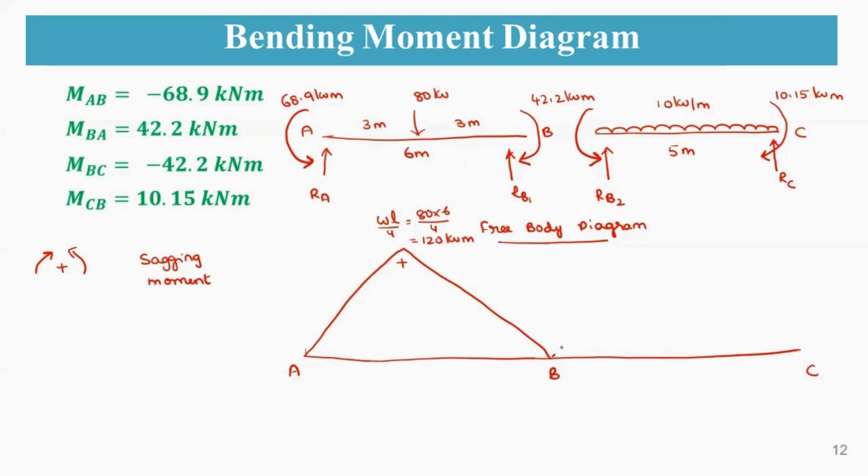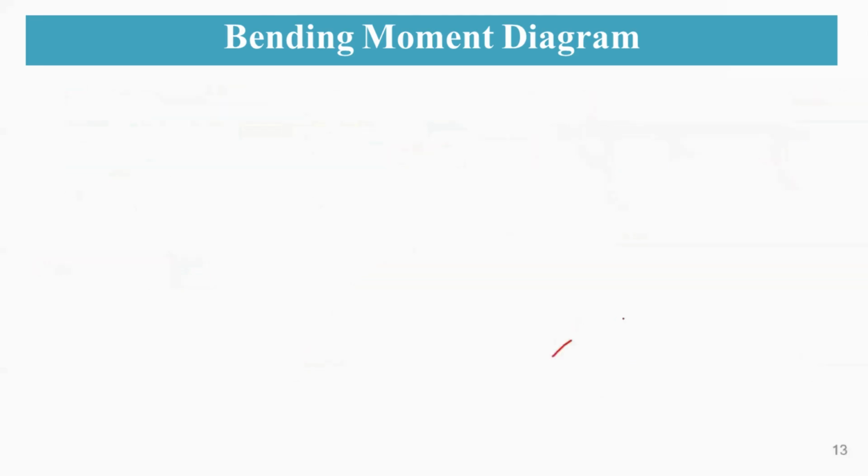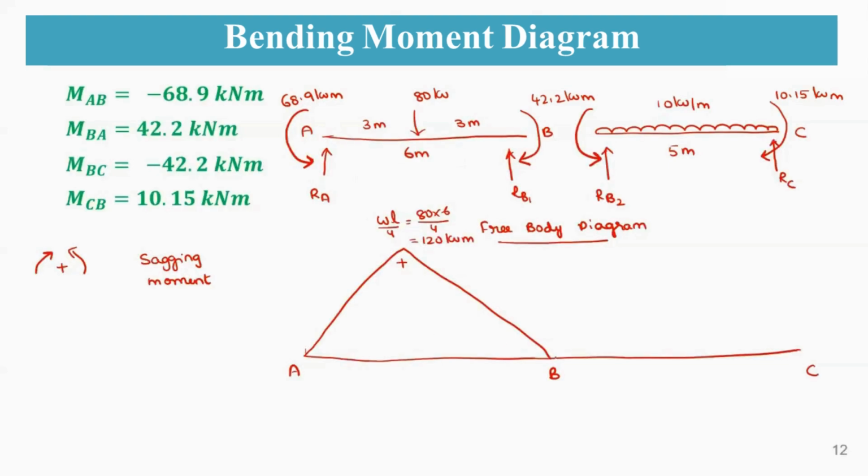Therefore, it is a parabola of 31.25. So this is WL square by 8, that means 10 into 5 square by 8. So that will become 31.25 kilonewton meter. So this is also again positive. So this is a free bending moment diagram.